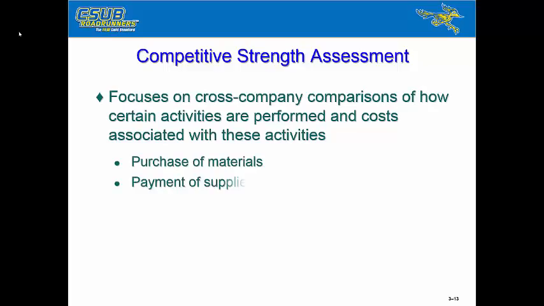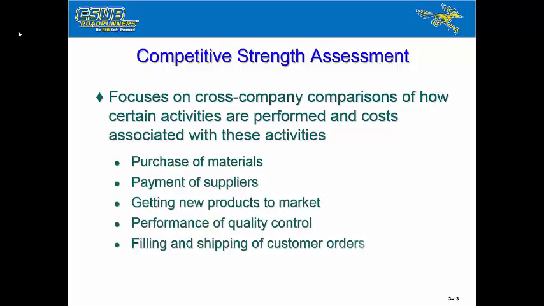So this focuses on cross-company activities or comparisons of how certain activities are performed and the costs that are associated with those activities. So things like the purchase of materials, payment of suppliers, getting new products to market, filling and shipping customer orders. The way I like to do this is actually this is an extension of your key success factors section of the case analysis. So whatever the key success factors are in the industry, I want you to assess how good your focus company is at doing this and how good one of their competitors is at those same key success factors. Okay?